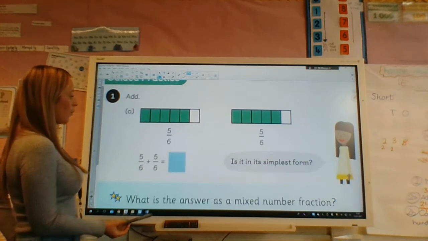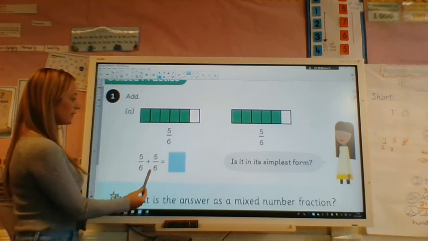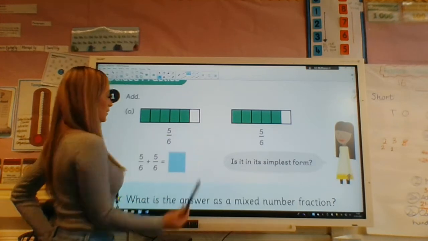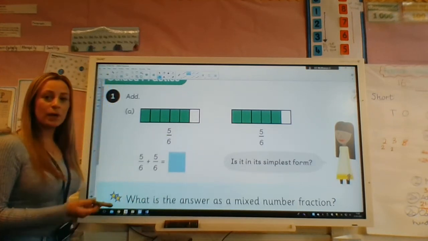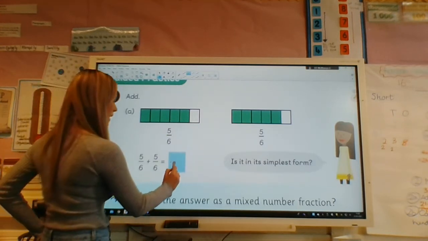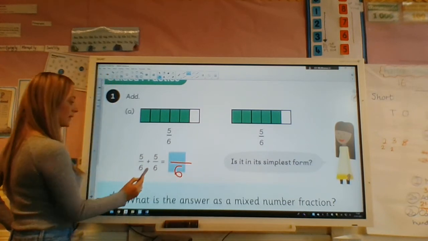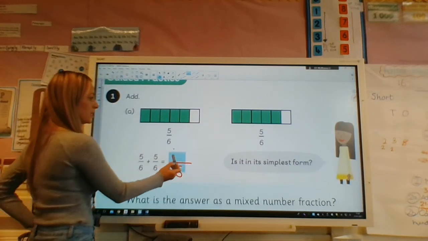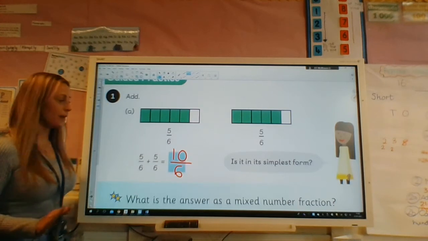Here we're adding 5/6 and another 5/6. You can see it pictorially here. Remember that we only add the numerator, not the denominator. So the denominator is going to stay as 6. Then we're doing 5 add 5, which is 10. So that's the first step, nice and easy.